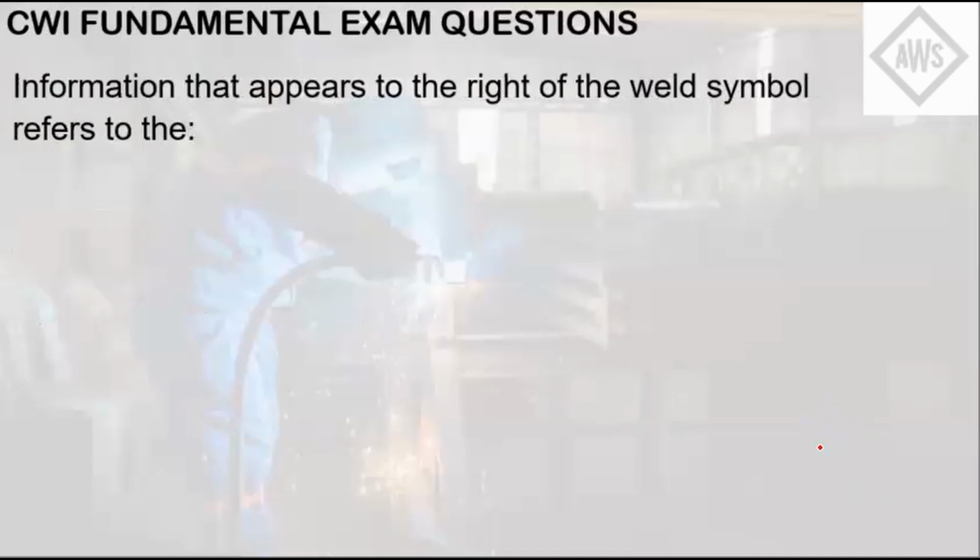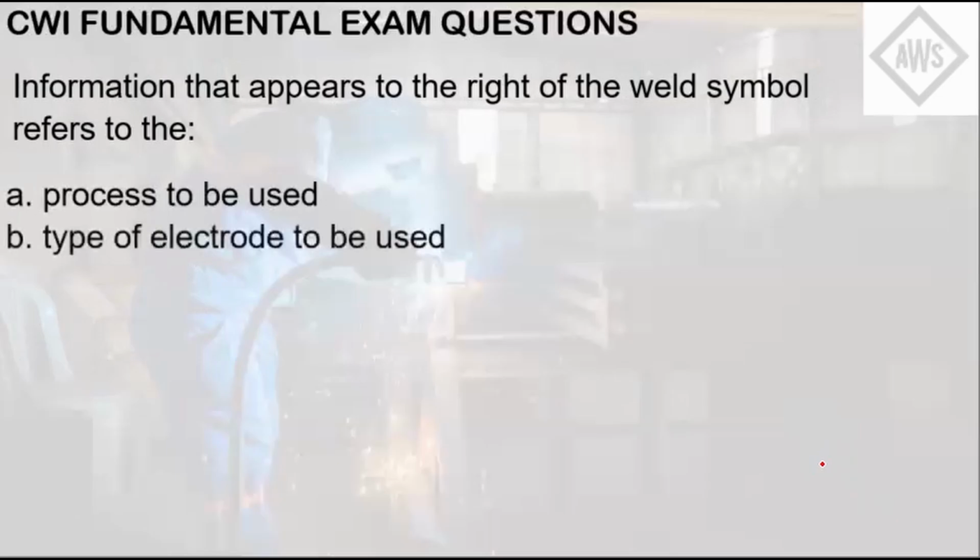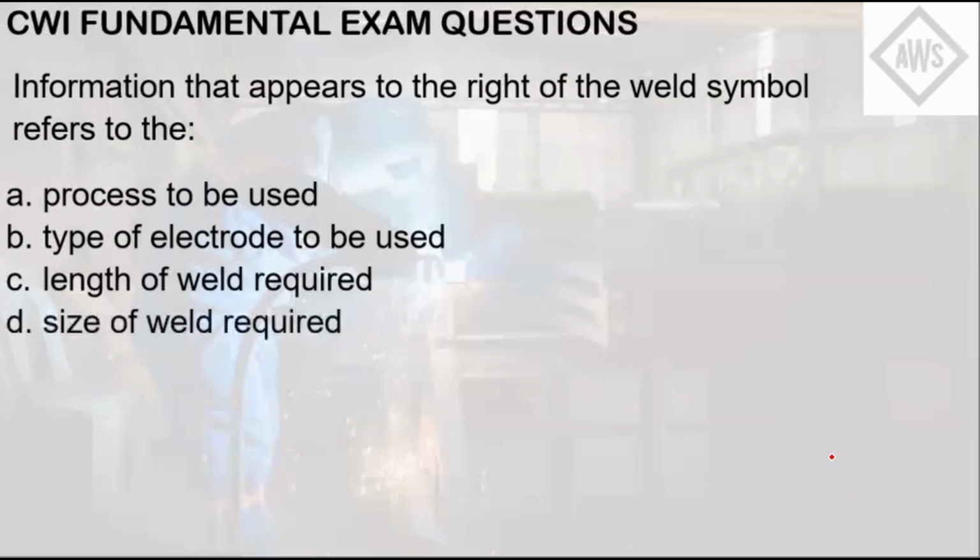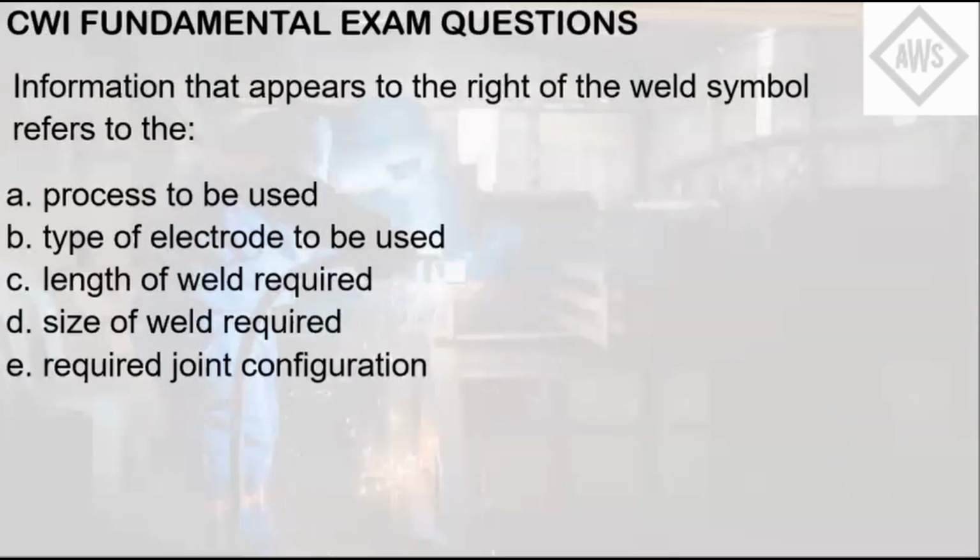Information that appears to the right of the weld symbol refers to the A, process to be used, B, type of electrode to be used, C, length of weld required, D, size of weld required, E, required joint configuration. So let's run through the choices here. So what is the information that appears to the right of the weld symbol? So the process to be used for welding appears in the tail. It is indicated in the tail of the welding symbol.